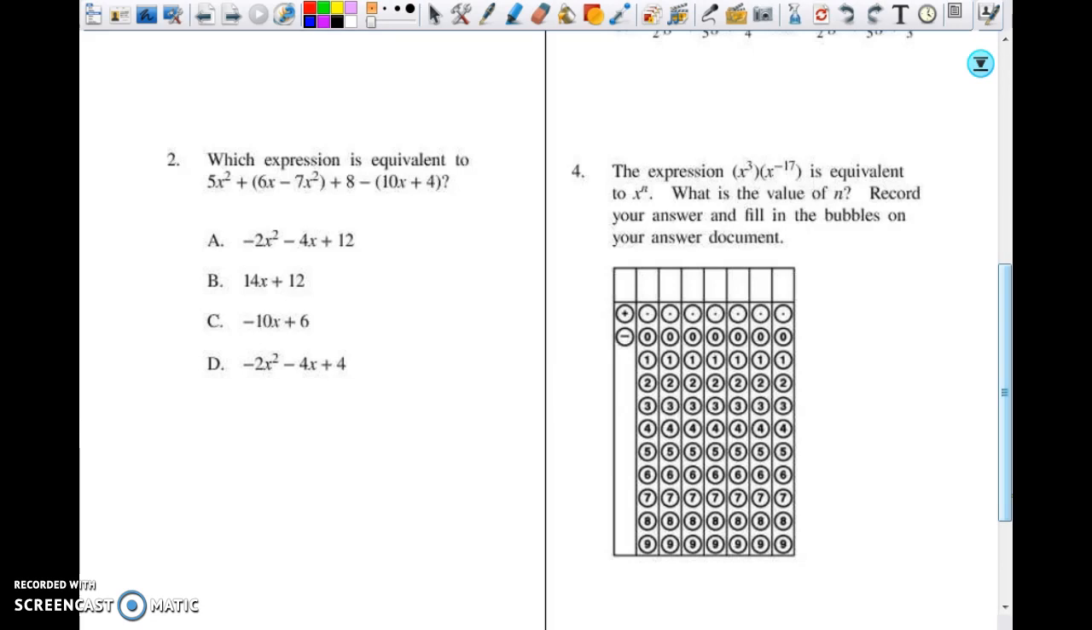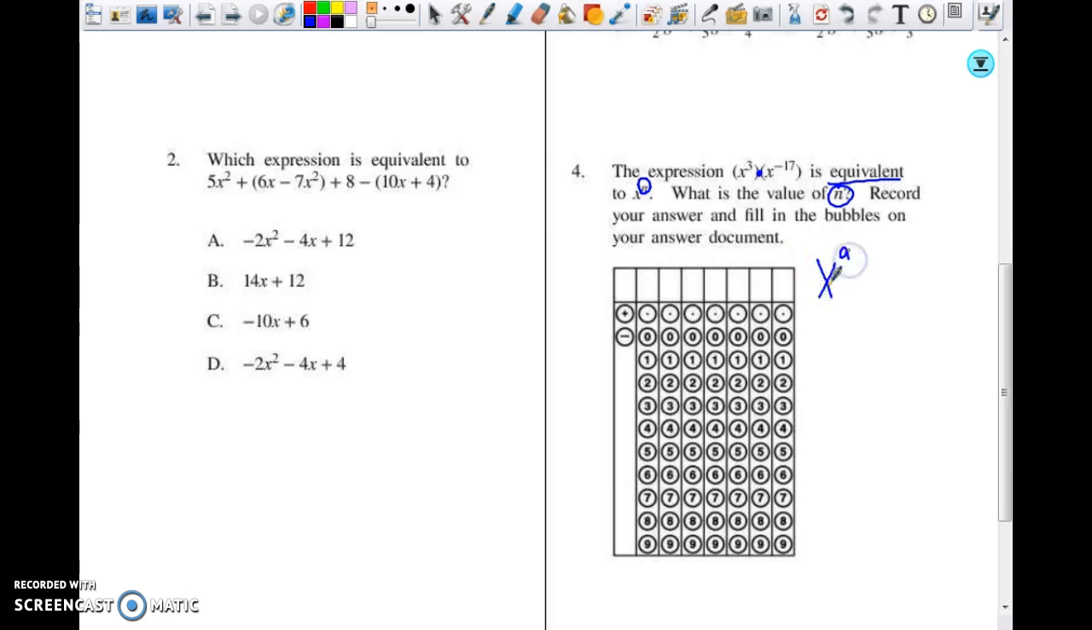The expression x cubed times x to the negative 17 is equivalent to x to the n. What is the value of n? Record your answer to fill in the bubble. So this one you got to know, okay? We're looking for the n, the exponent. All right, so this is the rule. What is happening between these two sets of parentheses? Okay, when they're connected right here, we are multiplying. Do you remember the law for multiplication?